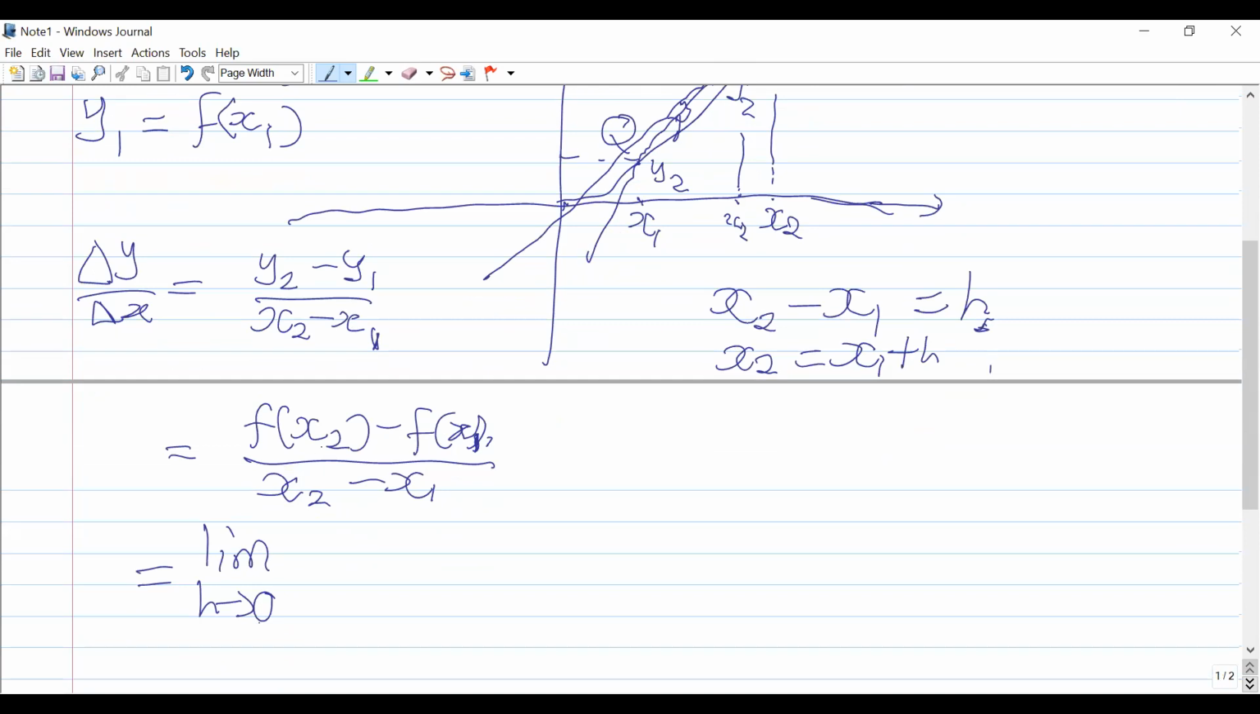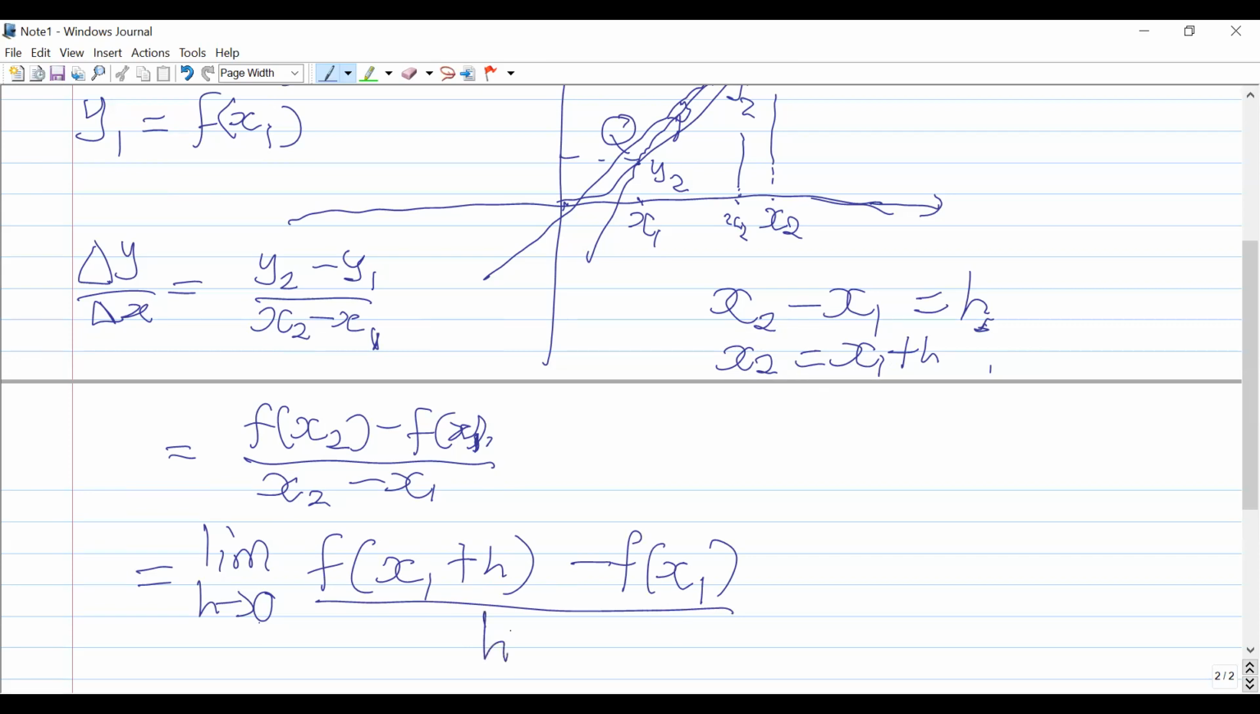So we can come here and replace our x2 with x1 plus h, so we have f of x1 plus h minus f of x1, over x2 minus x1, which is just h. So this gives us our function, which is f prime of x1 in this case, because we are talking about x1. Okay, so let me go back to the presentation.